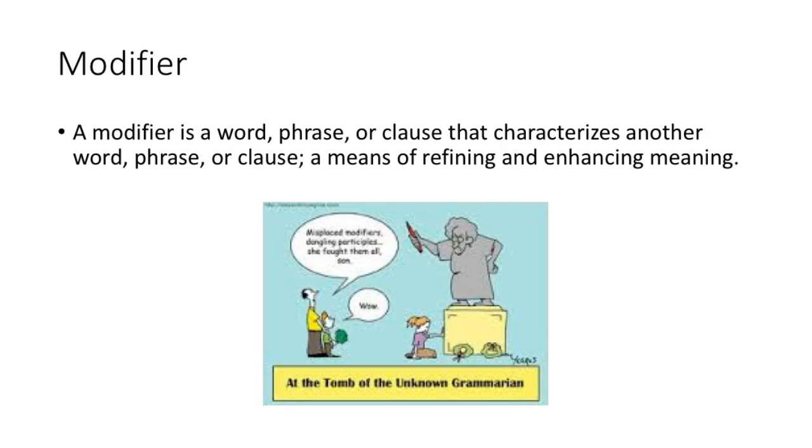We'll start with the definition. So, a modifier is a word, phrase, or clause that characterizes another word, phrase, or clause, a means of refining and enhancing meaning. So, when we think about modifiers, we think of adjectives and adverbs and prepositional phrases and subordinating clauses and all kinds of things. And they're all modifiers and there's all kinds of ways to use them. And the better that you are with manipulating them, the better writer you're going to be.